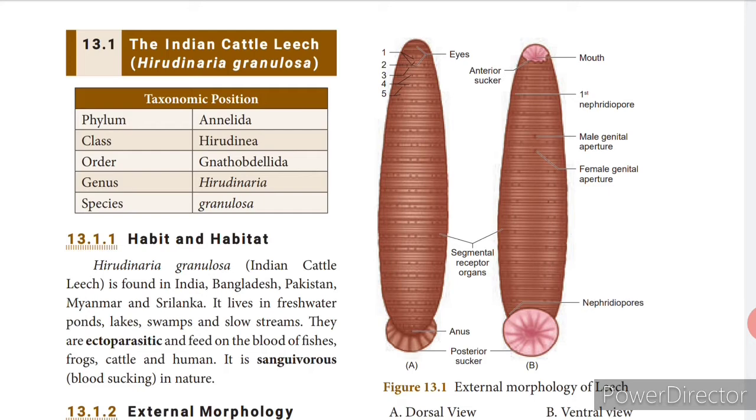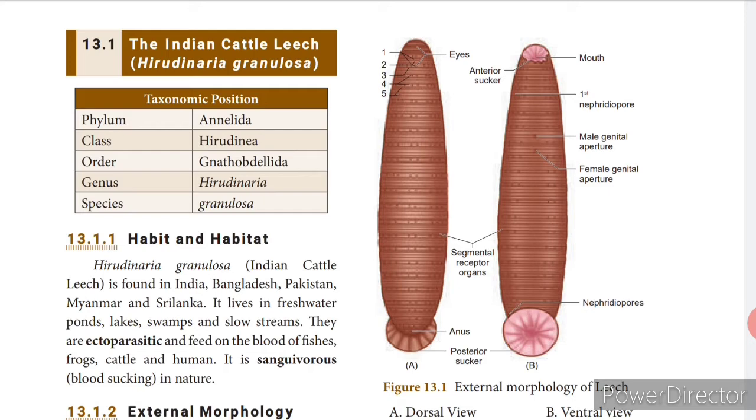The next one is the anus. You can see it at the posterior sucker, isn't it? This small aperture is found on the 26th segment. The next one is the nephridiopores. Now the nephridiopores are present on each segment from 6 to 22, so there are 17 pairs of nephridiopores.